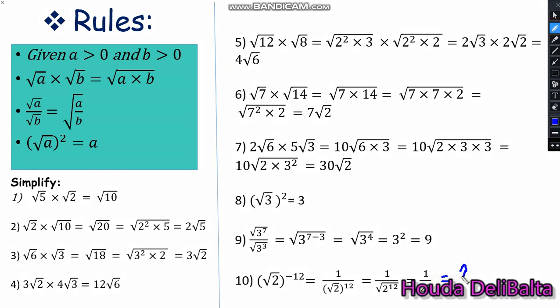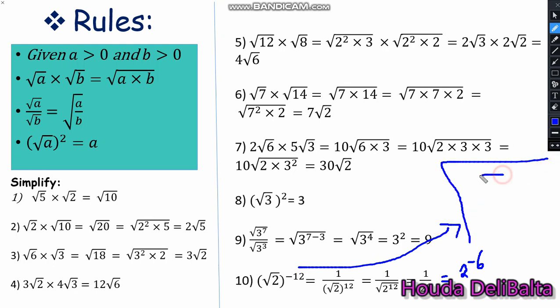If we want to write it as above, we can write it as 2 to the power minus 6, or we can directly put it as follows. We can put it radical 2 to the power minus 12, and finally we divide minus 12 by 2 outside here, and we get 2 to the power minus 6.